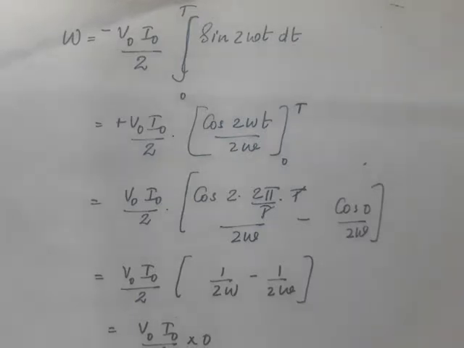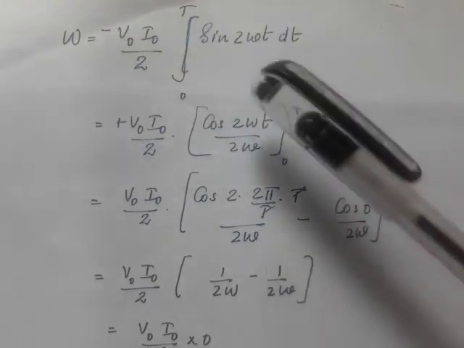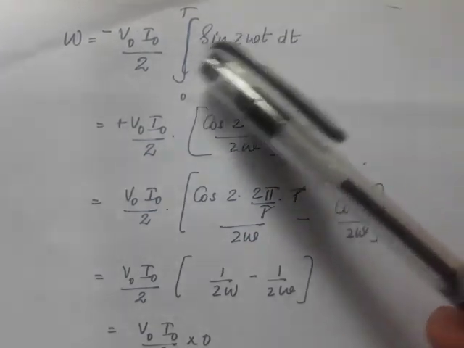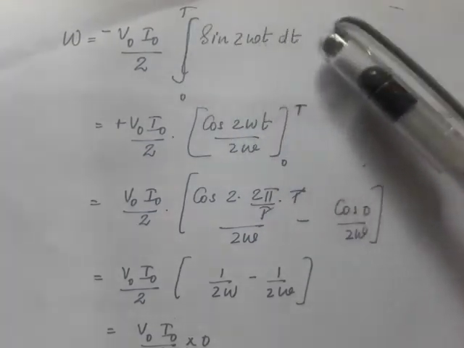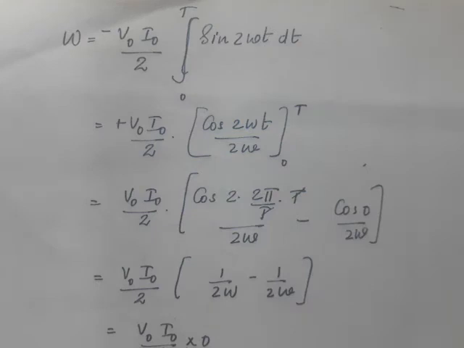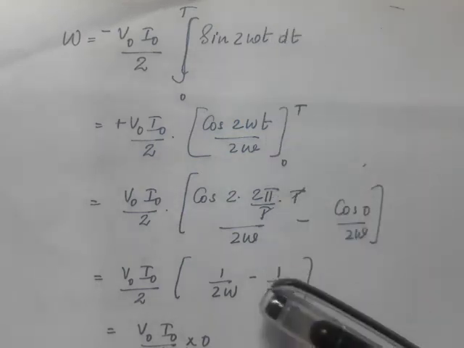As per the new guidelines from CBSE, if there are steps with integration, you can exclude them. You can write the symbol here, integral 0 to T of sin 2 omega t dt, and immediately you can write the result. That's the provision CBSE has given now, but you should know how it comes.